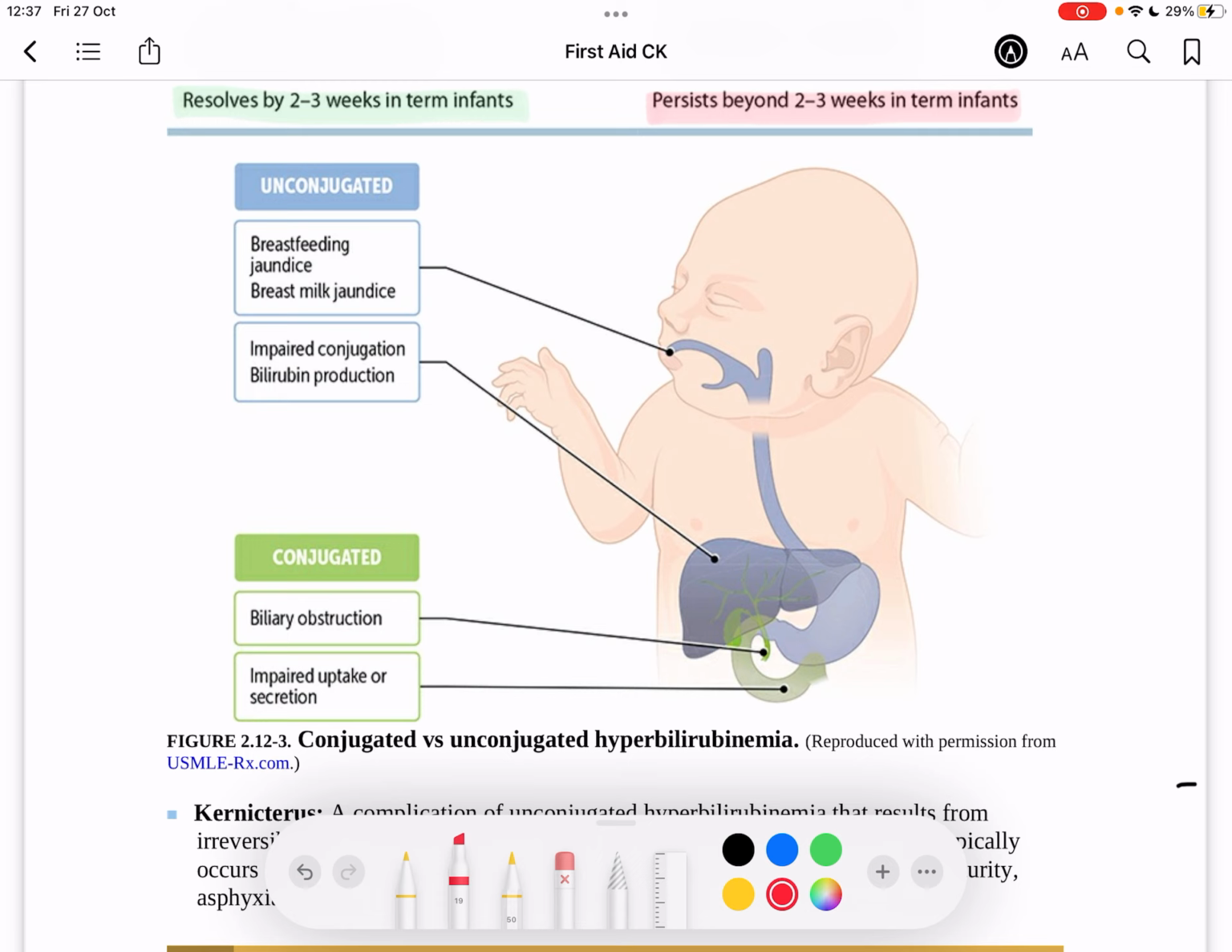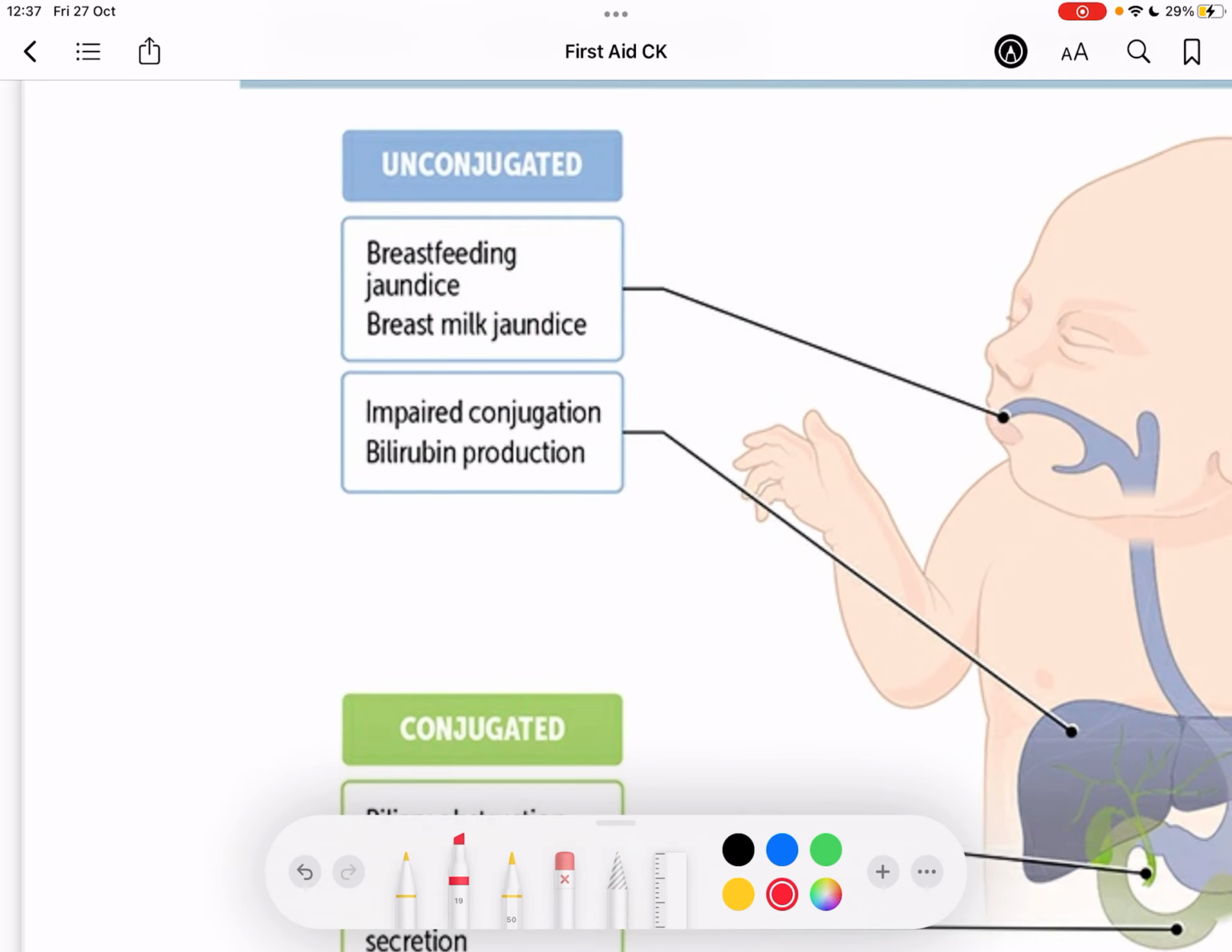And then this is just a nice diagram to summarize the findings that we've mentioned. So in terms of the unconjugated causes, we will discuss breastfeeding jaundice and breast milk jaundice. These are two different diseases, but I will be discussing these in detail. Maybe we have an impaired conjugation problem. That could be Crigler-Najjar syndrome. This could be Gilbert syndrome. Maybe we have an increased bilirubin production. Maybe the patient has hemolysis. Maybe they have alpha thalassemia. Maybe they even have sickle cell disease, okay?